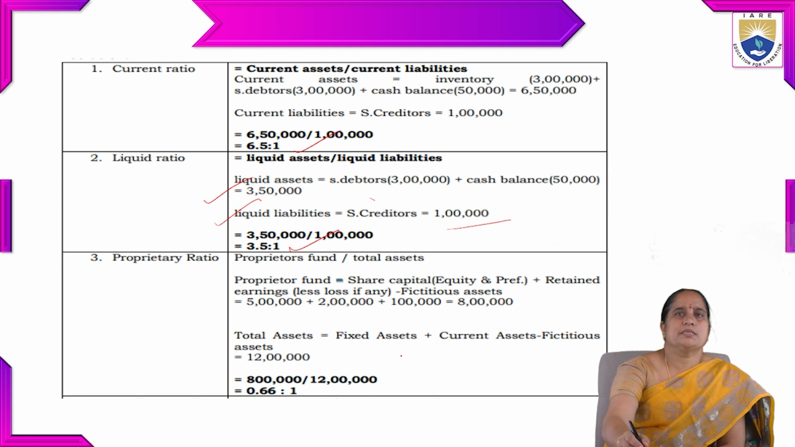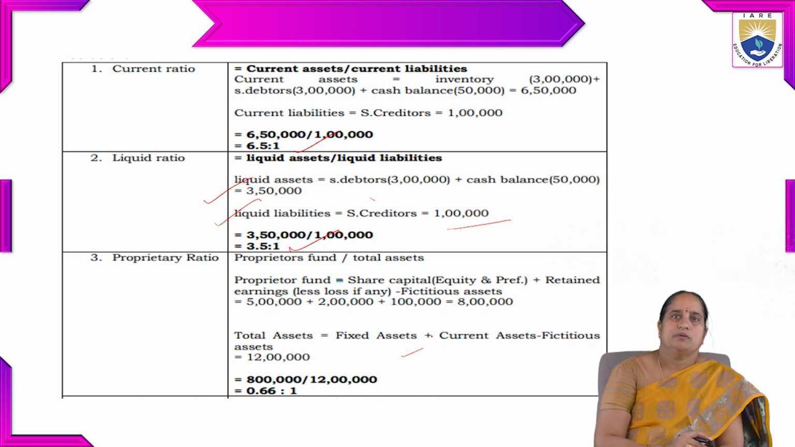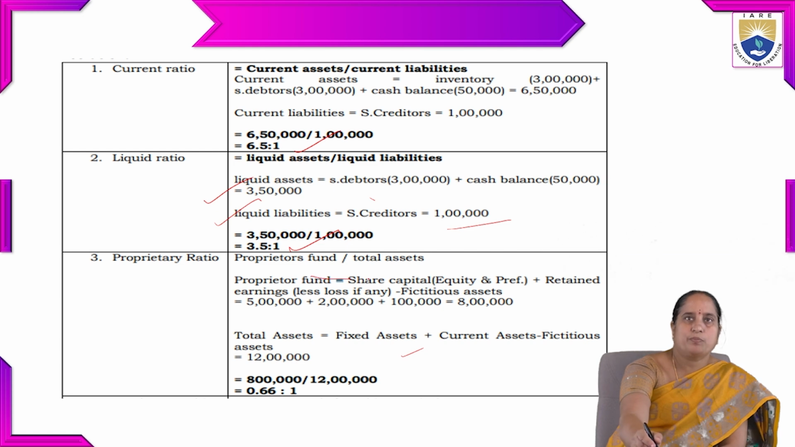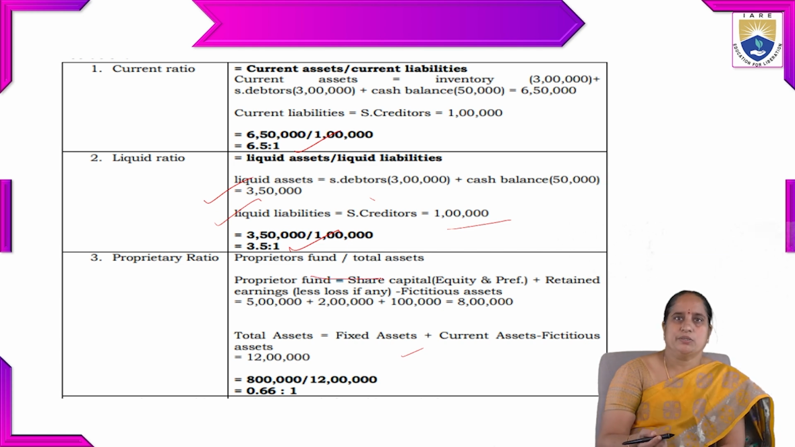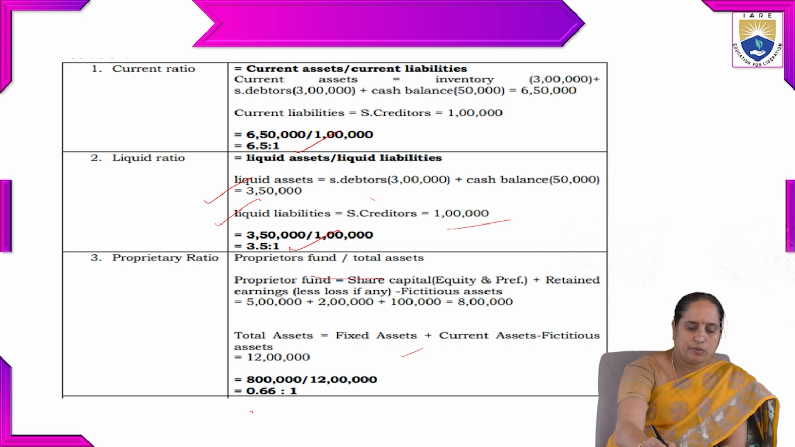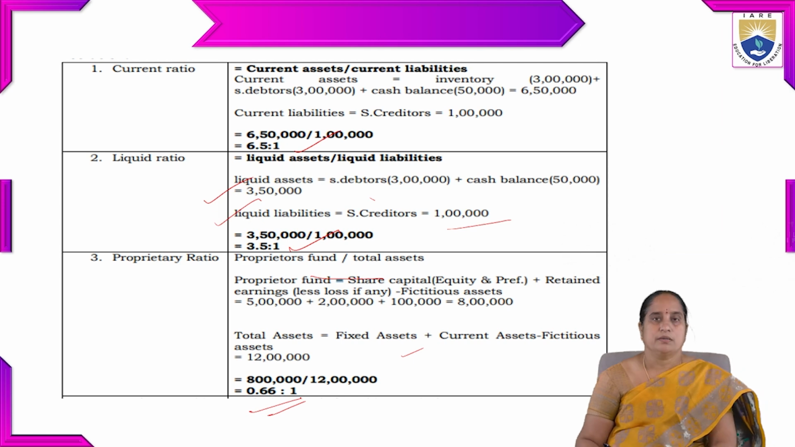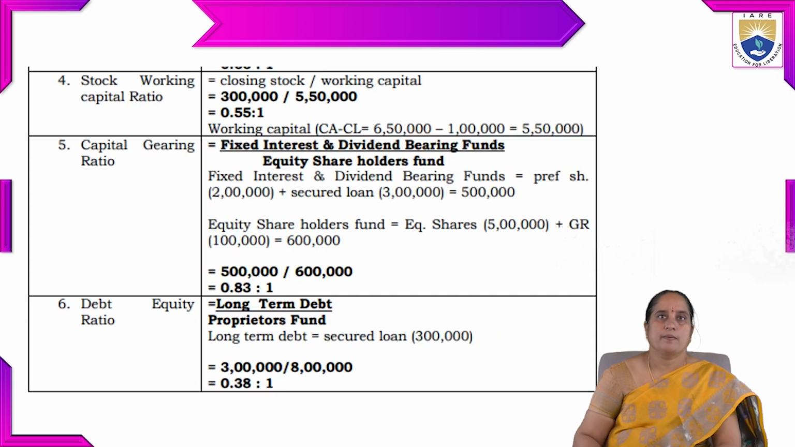Then total assets can be derived by the formula: fixed assets plus current assets minus fictitious assets. So altogether it is 12 lakhs. Now substitute in this formula: proprietor's fund divided by total assets. Then our proprietary ratio is 0.66 is to 1.